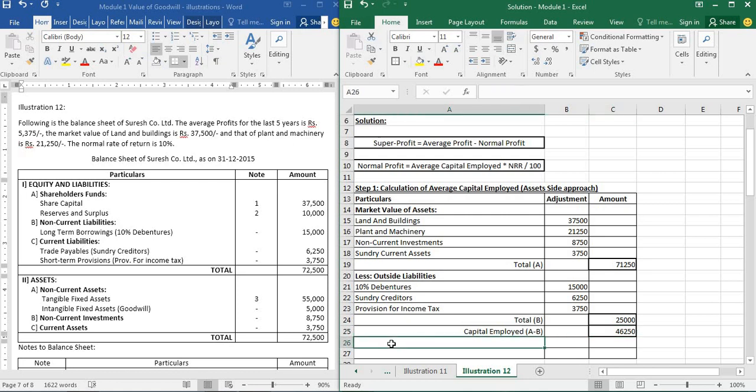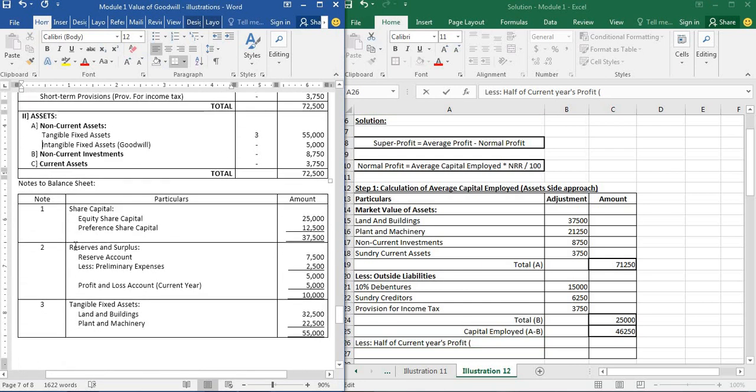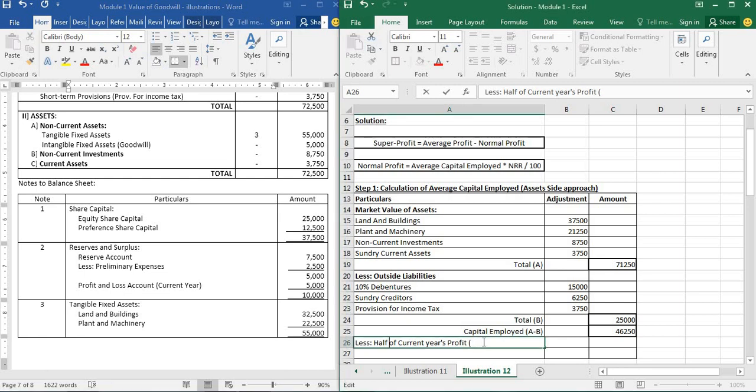Now we are supposed to find out average capital employed. In order to find out average capital employed, we have to reduce half of current year's profit from capital employed. So what is the current year profit, guys? The current year profit is given in the notes to balance sheet under reserves and surplus. See here, P&L account, current year. And since the amount is positive, that means it is surplus, which is nothing but profit. So half of current year profit. The current year profit is 5,000.